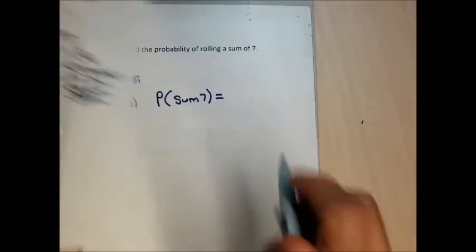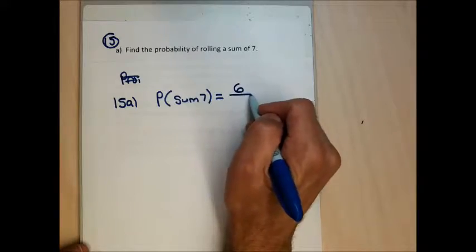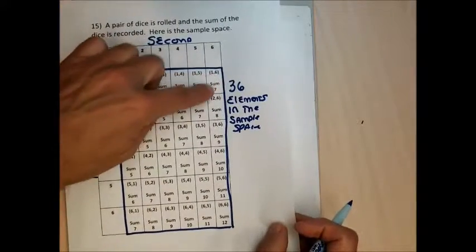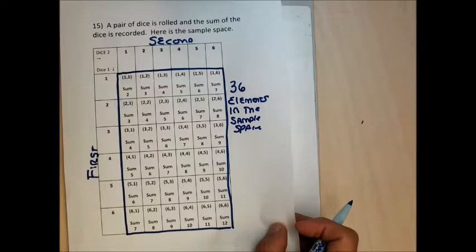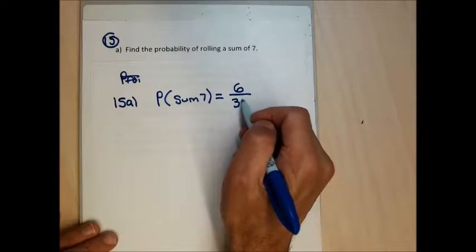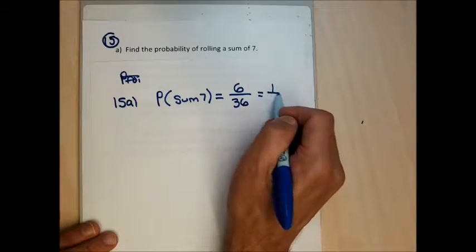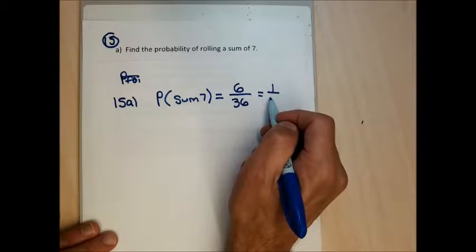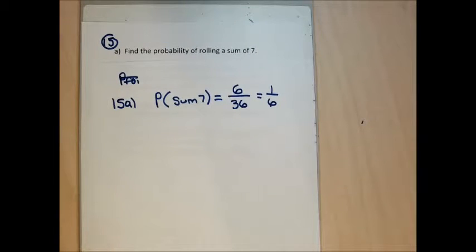The numerator of the fraction for the probability of the sum of the dice being a 7 is going to be a 6. That's from the 6 items in the sample space, 1, 2, 3, 4, 5, 6, that are 7s. The denominator is the 36 different elements in the sample space. And I'm going to reduce that fraction, and I'm going to say the probability that the sum of my dice is a 7 is 1 in 6.